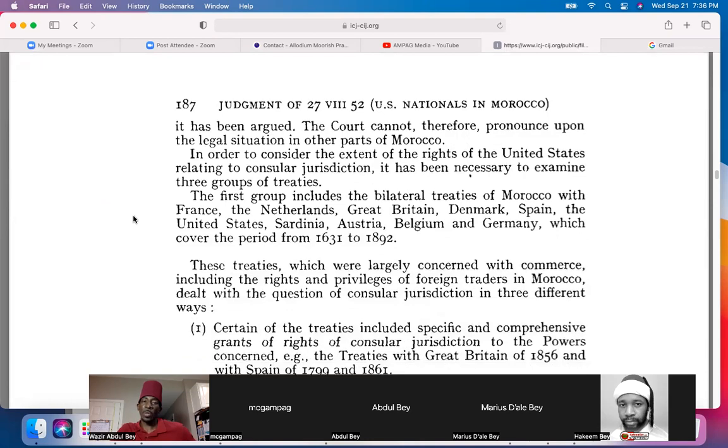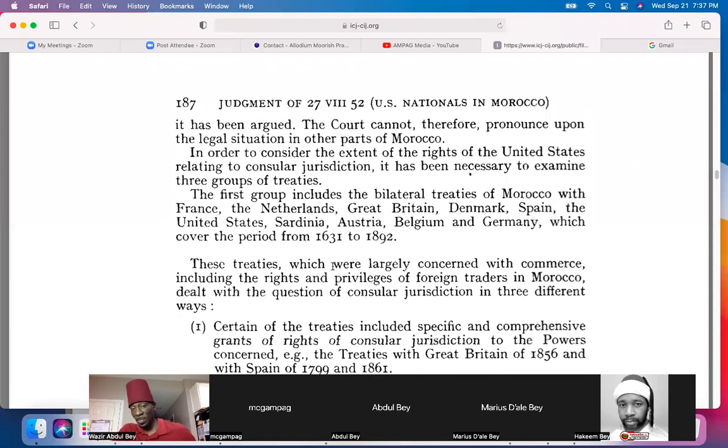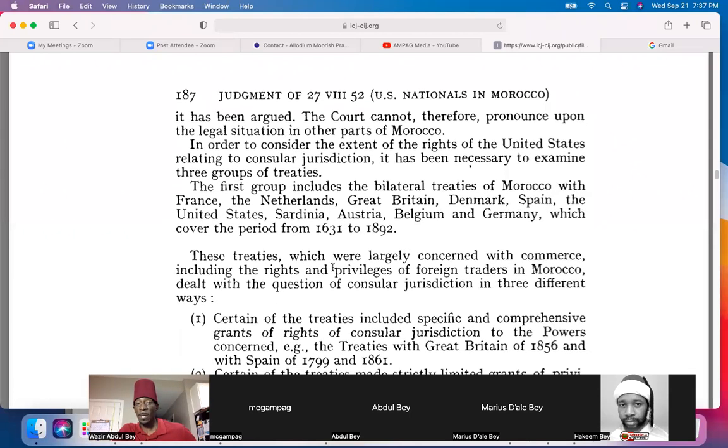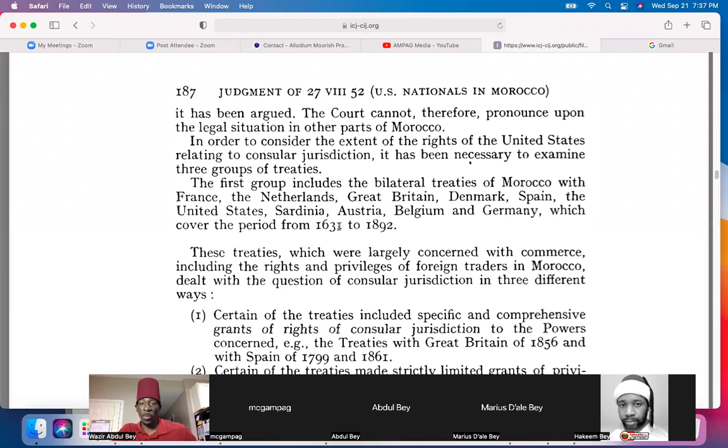The first group includes the bilateral treaties of Morocco with France, the Netherlands, Great Britain, Denmark, Spain, the United States, Sardinia, Austria, Belgium, and Germany, which cover the period from 1631 to 1892. That's about 200 years, right? And from 1631, so let's say 1631, right?